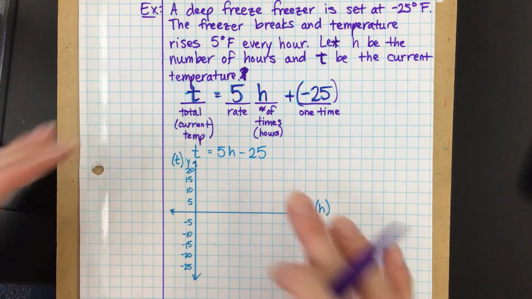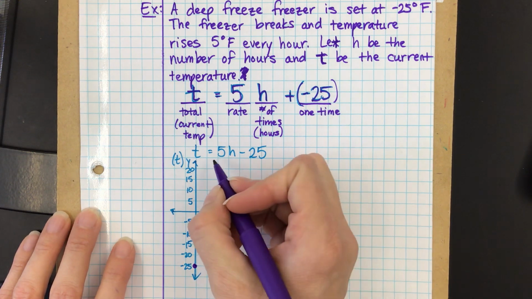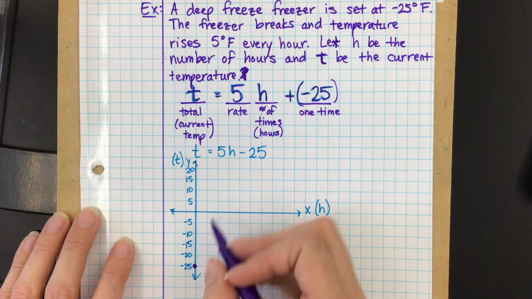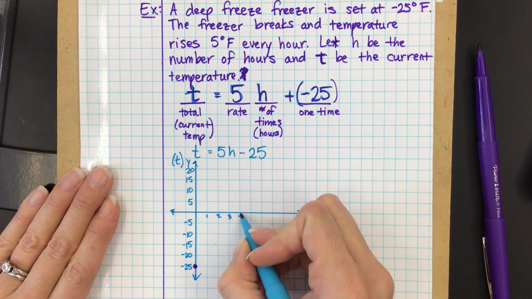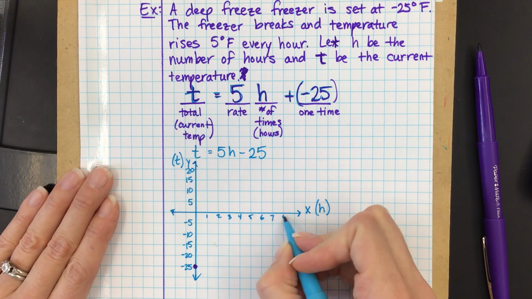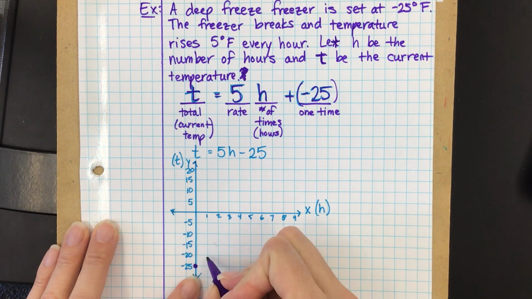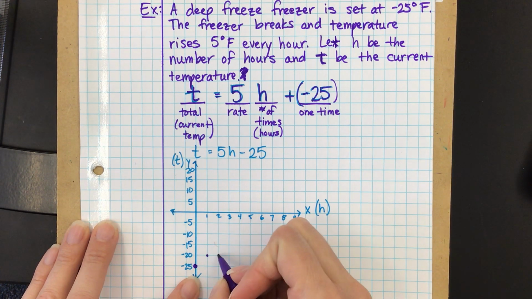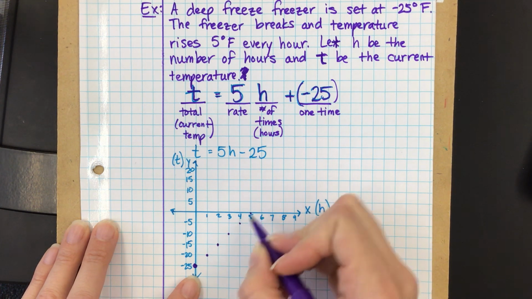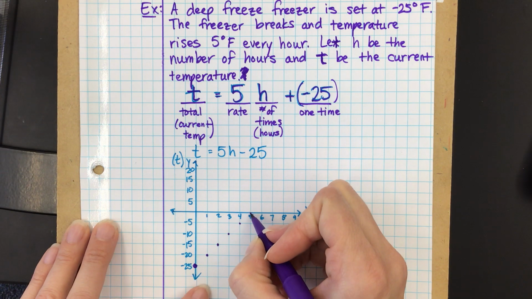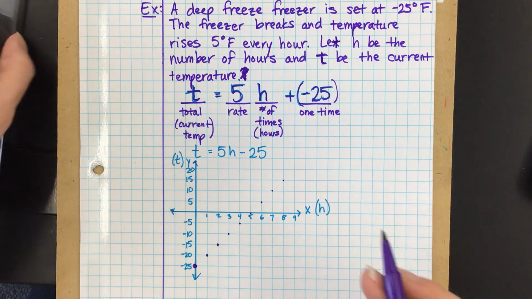Okay, well, you know how to graph this. Your y-intercept is negative 25, and then it's going to go up 5 degrees per hour. We're going to assume that the scale here goes by 1. So 1, 2, 3, 4, 5, 6, 7, 8, 9. For the first hour, it goes up 5 degrees. The second hour, it goes up another 5 degrees, and you can see what's happening here. So at 5 hours, the current temperature is 0 degrees Fahrenheit. And then it's going to continue on like this.